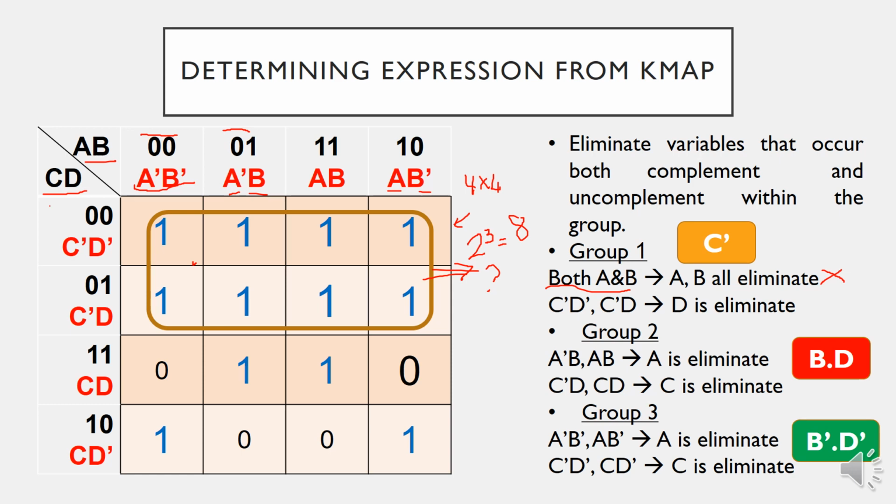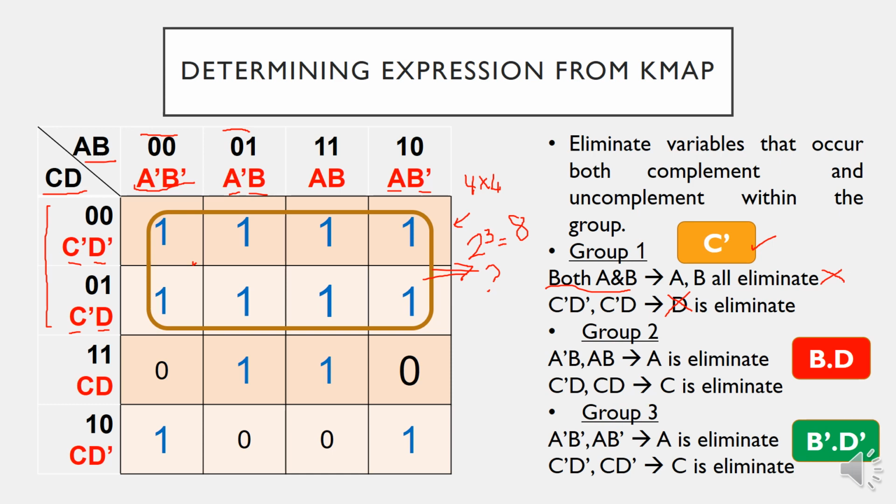For the CD input side, we see only D is occurring as both D and D complement, so D will be eliminated. Then the only input variable that remains in the equation is C complement. So the term for this group is C complement.